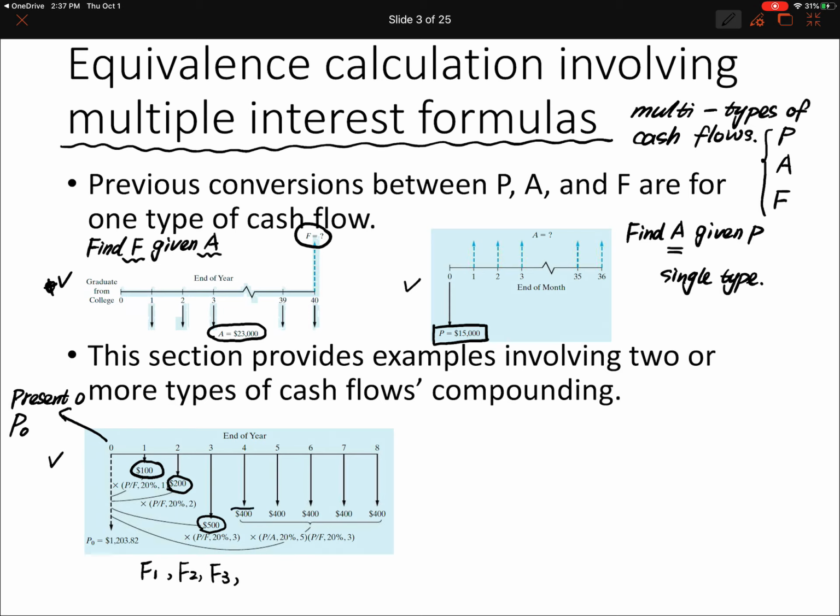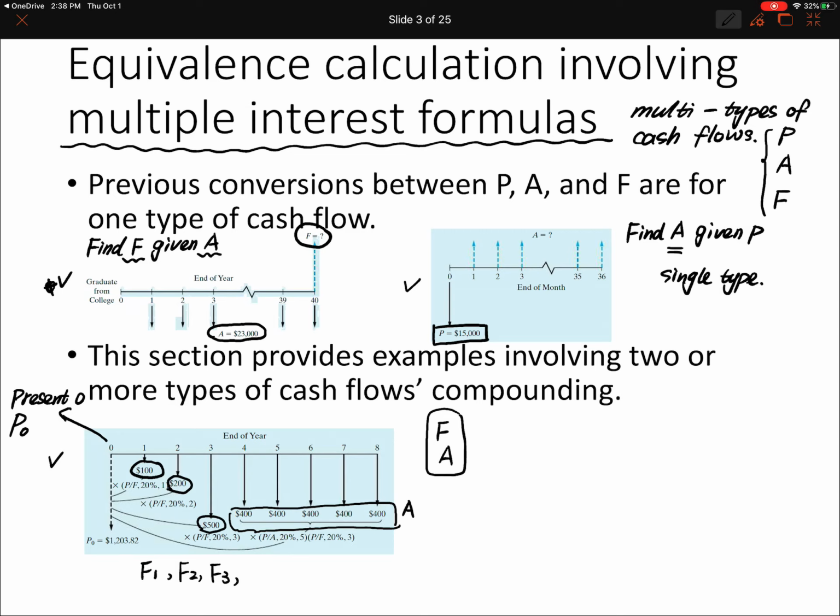Beginning from the end of the 4th period, you can see on this diagram, we have annuity, which is $400. So this is the second type of cash flow, which is annuity. So in this diagram, we have future value and we also have annuity. They are on the same diagram.